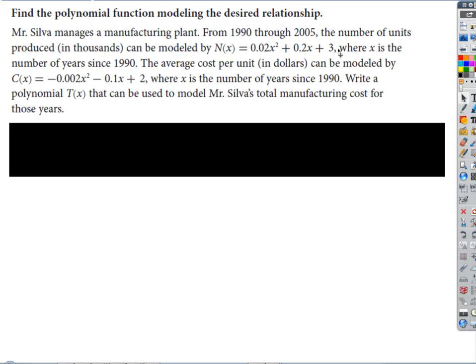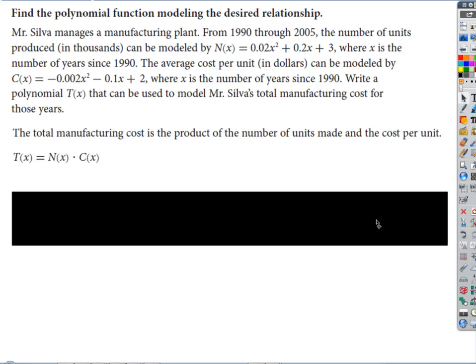Say we've also done some research and looked at the data, and we know that the average cost per unit over that same time period is modeled by this quadratic function. Then what would you do if you wanted to find the total manufacturing cost or production cost? If N of X represents the number of items manufactured, and C of X represents the average manufacturing cost per item, how are you going to find the total production cost? Multiply it. That's it. All you've got to do is multiply those two together.